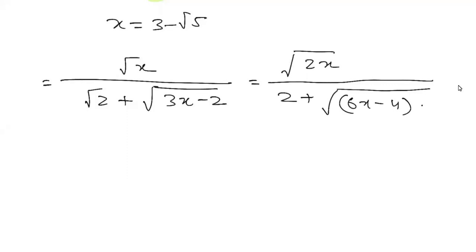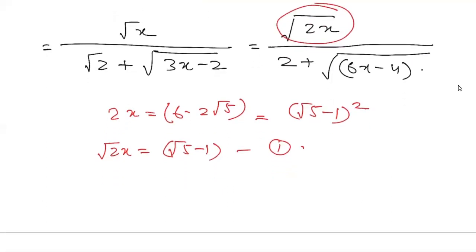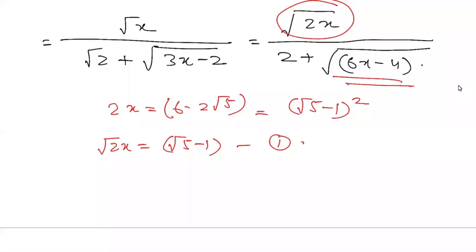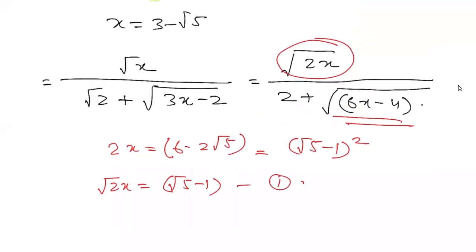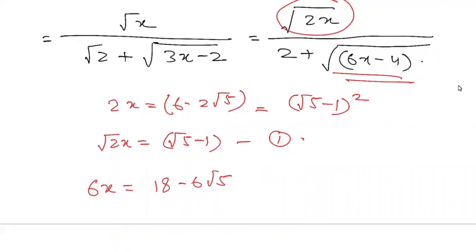I guess it's okay, everyone. Right? What is the value of 2x now? Look at what did you multiply? Root 2. Two x is equal to 6 minus 2 root 5, or we can rewrite this as root 5 minus 1 the whole square. So under root of 2x is equal to root 5 minus 1. First I'm getting this value. Similarly, for 6x minus 4, multiplying this with 6, 6x is equal to 18 minus 6 root 5. Minus 4, 6x minus 4 is equal to 14 minus 6 root 5.